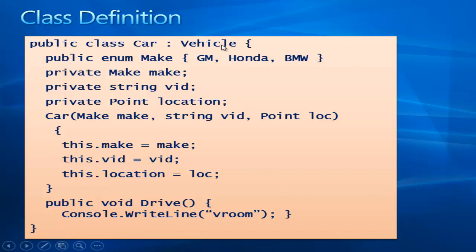So let's look at the declaration now. You have a private make, a private vehicle ID, and a private location. Then this is the constructor for the class, and the constructor, you know very well, has the same name as the class, but there is nothing that says it is a method or anything.